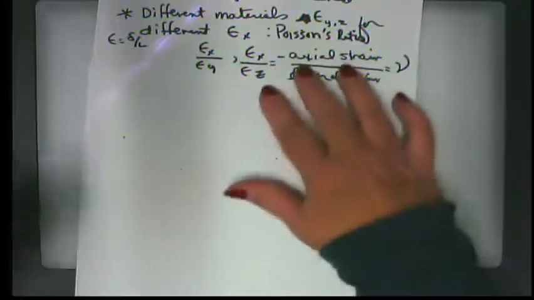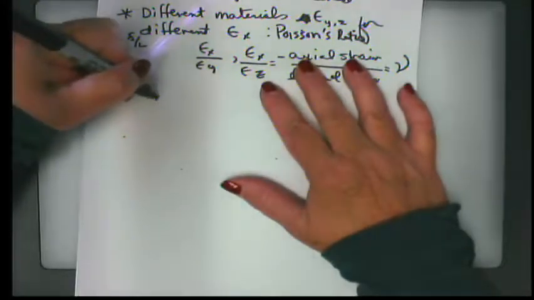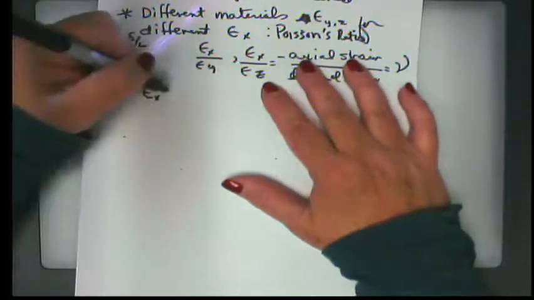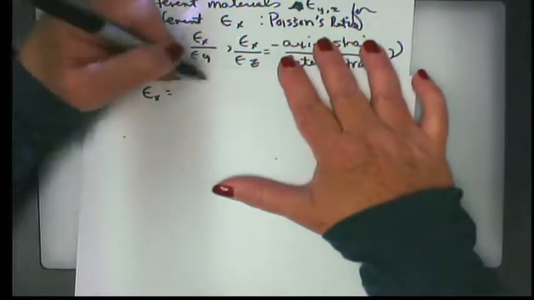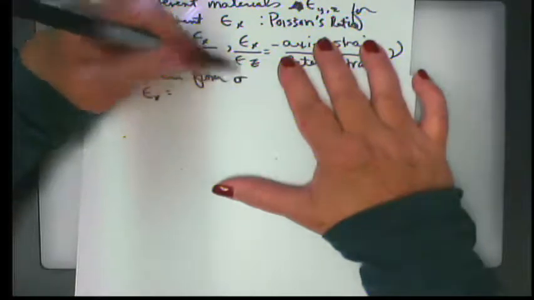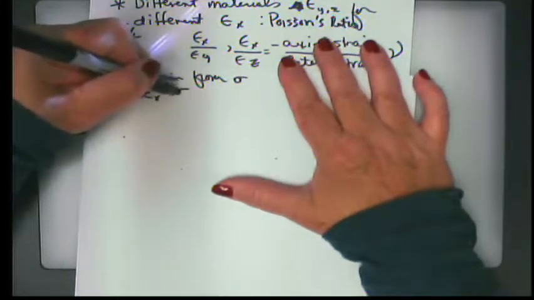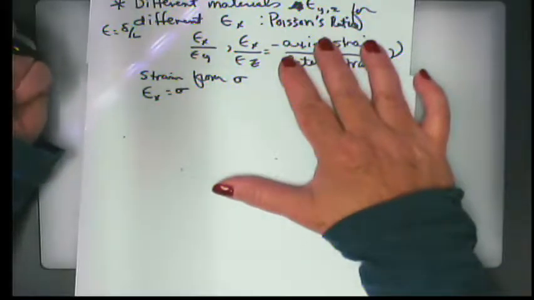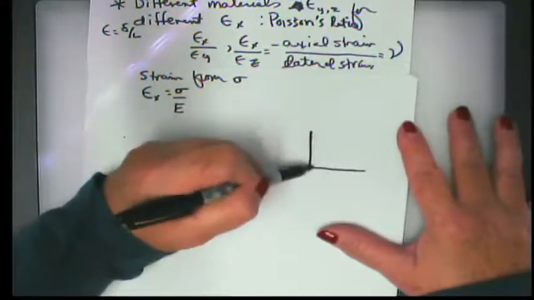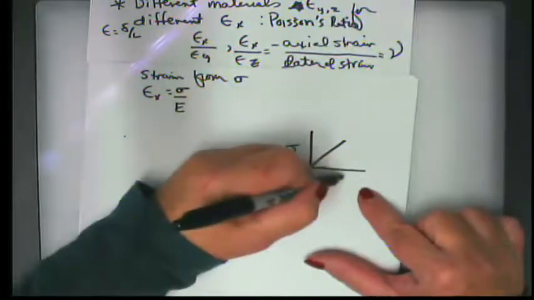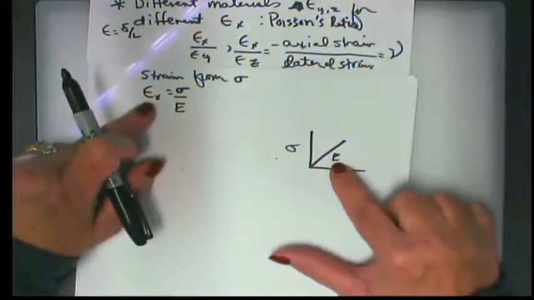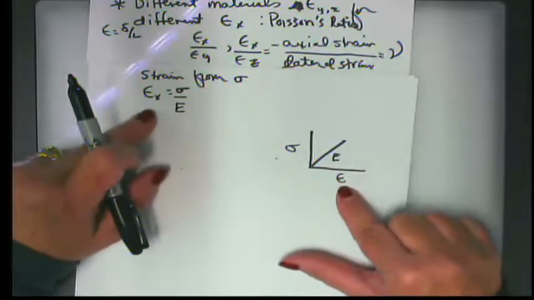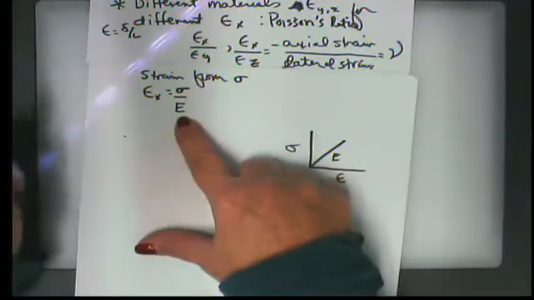All right, so we already know that along the axis, for strain induced by sigma, epsilon x is equal to sigma over modulus of elasticity, just from this, right, from this graph. Okay, so we know that E is equal to this over this, and if we solve for epsilon, we have this equation.